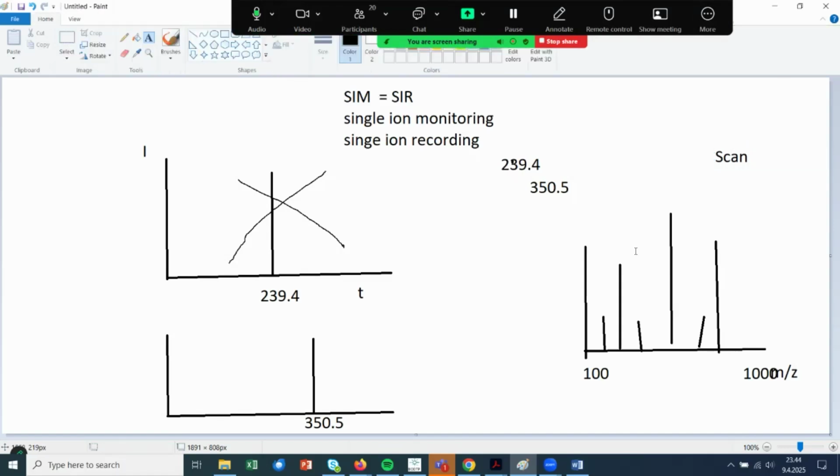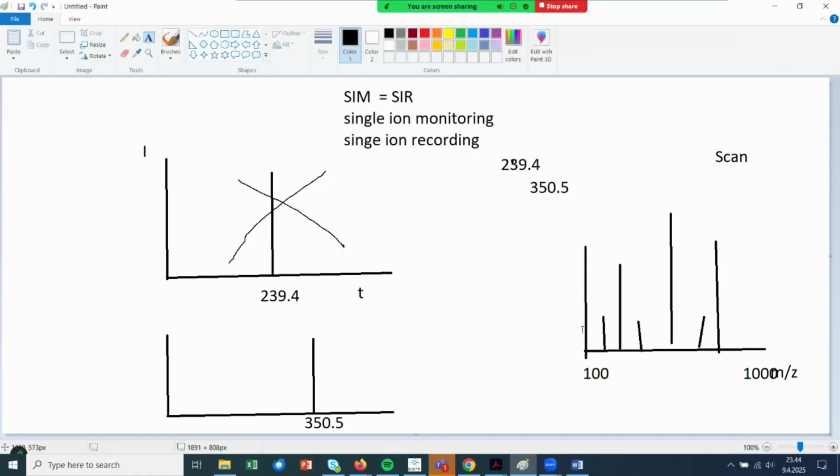Using the MS in scan mode, we are scanning all the masses from 100 to 1000. Unlike SIM or SIR, this is scanning, because we want to see everything within this selected mass range.